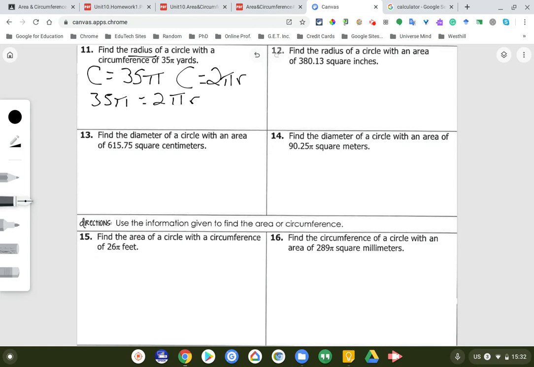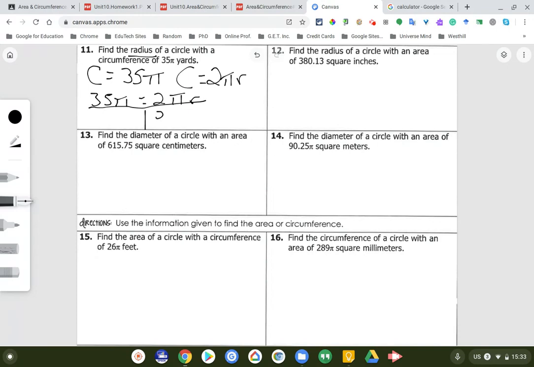Okay? Now, we have a lot of numbers here. It doesn't look like it, but we have a lot of numbers here. Okay? So we're just going to, in my opinion, we're just going to do this. We're just going to divide. Okay? We have 2 pi over here. We're going to divide that number because this is a number. 35 times pi is a number. This is a number. Okay, 2 times pi is a number.